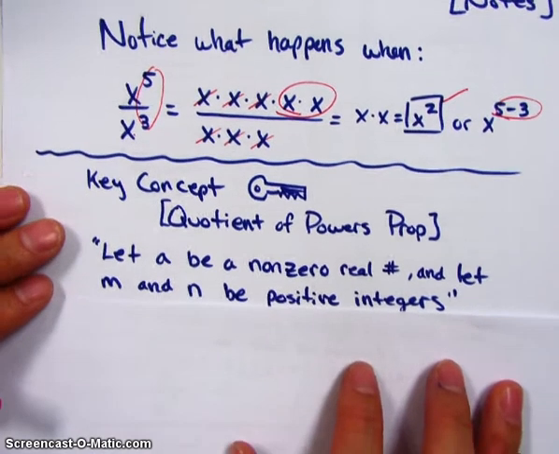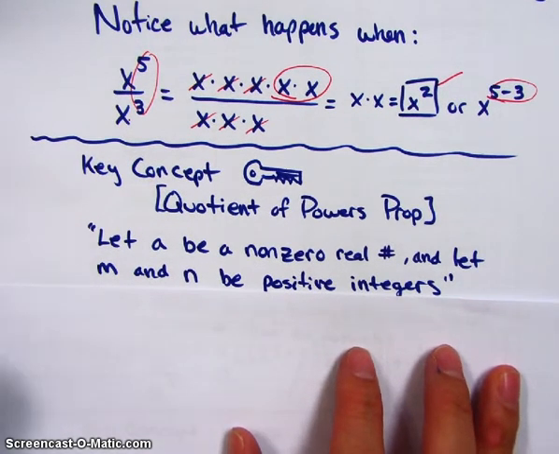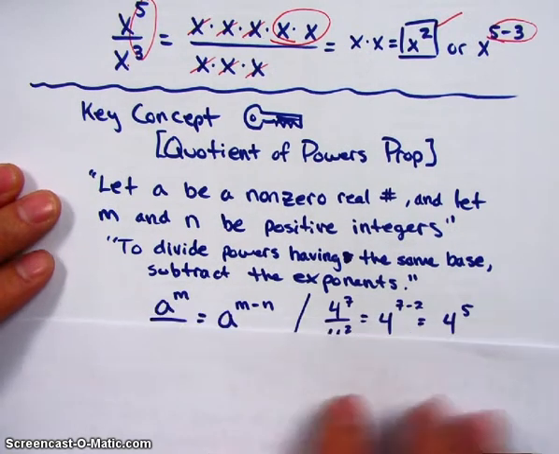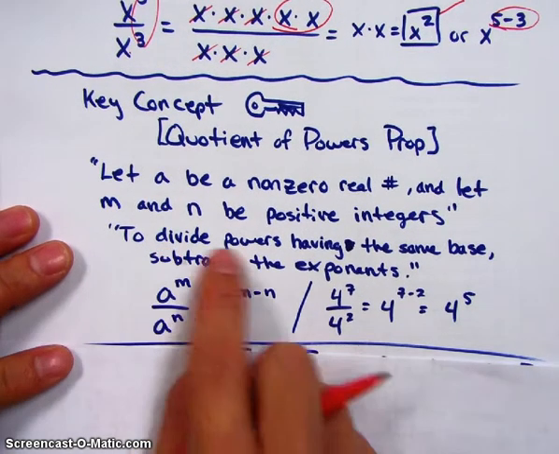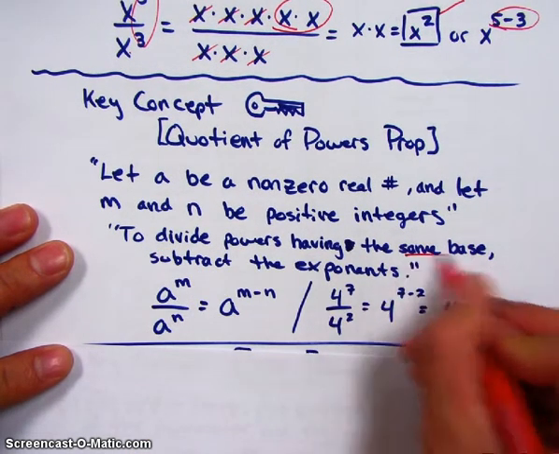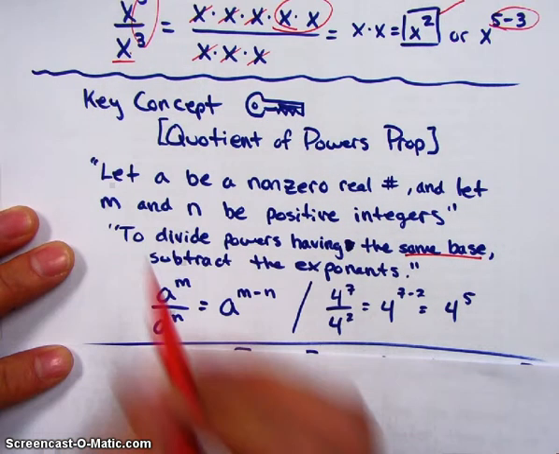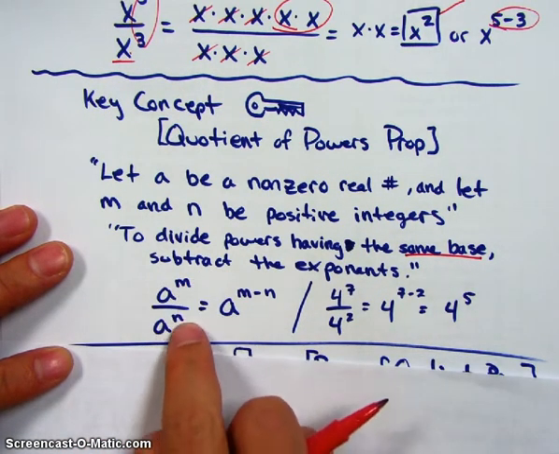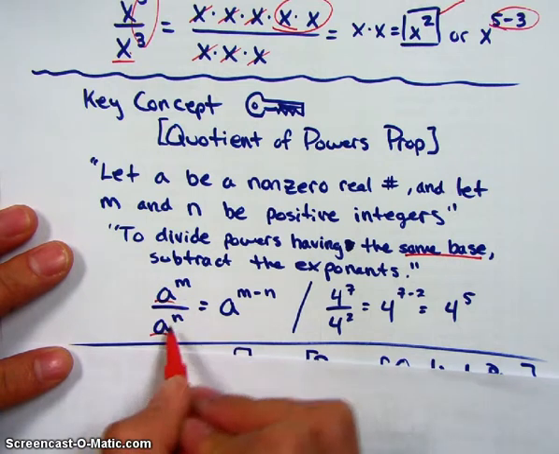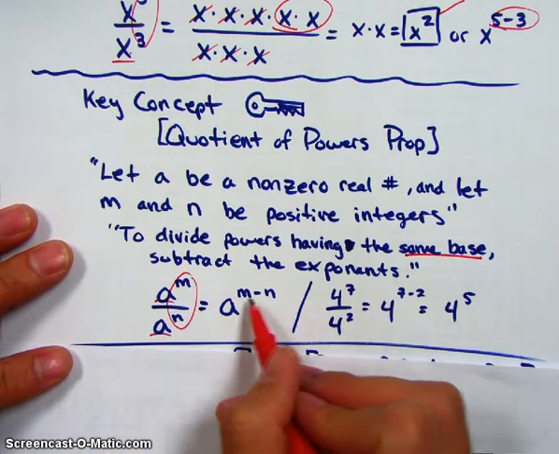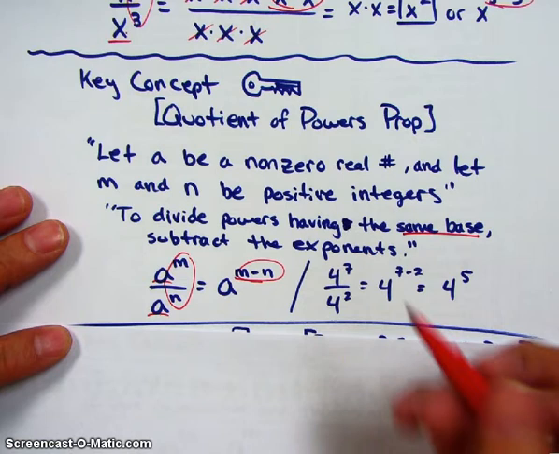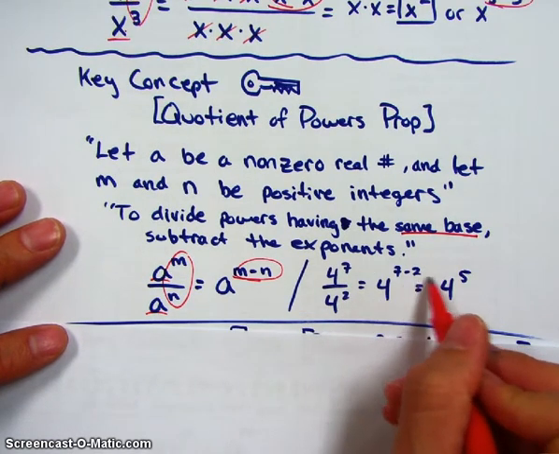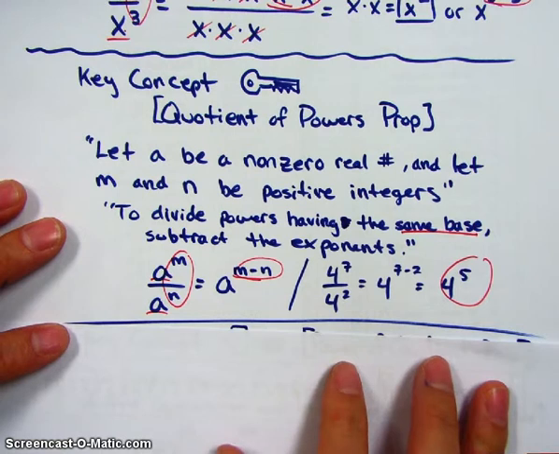All right, so let a be a non-zero real number, and let m and n be positive integers. Okay, if that's the case, then this will make sense down here. To divide powers having the same base, they have to have the same base, just like these did up here, okay? Same base, subtract the exponents. So a to the m over a to the n, they both have the same base, so all I can do is subtract the exponents, just like that. Now, if I had actual numbers, let's take a look. 4 to the 7th divided by 4 squared, that's 4 to the 7 minus 2, which is 4 to the 5th. That would be my answer there, okay?